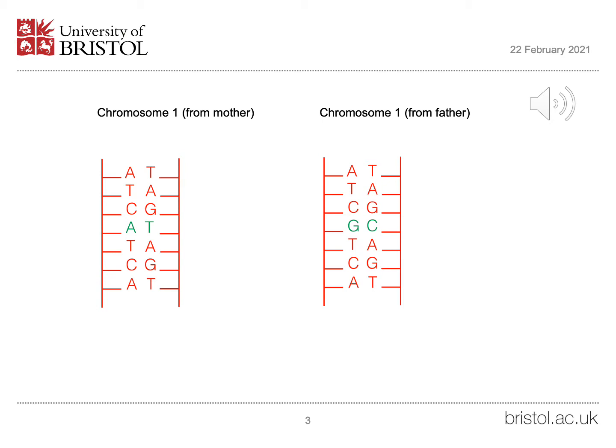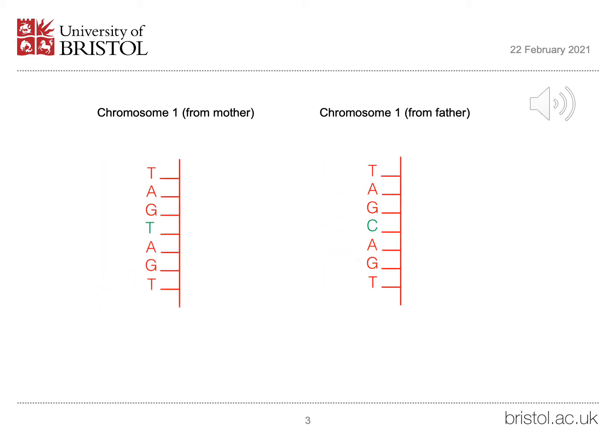For simplicity, we will only think about the bases on one strand of the DNA on each chromosome. Therefore, the genotype for this person is TC for this particular pair of bases.